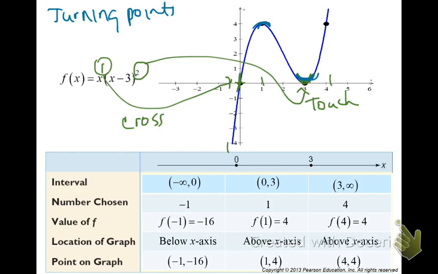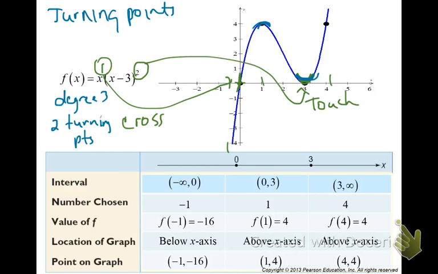Okay, so let's go back to the degree of our function over here. We had a degree of 3. Our degree of 3 gave us how many turning points? It gave us 2 turning points. That will always be true: your turning points will always be 1 less than the degree of your leading term.